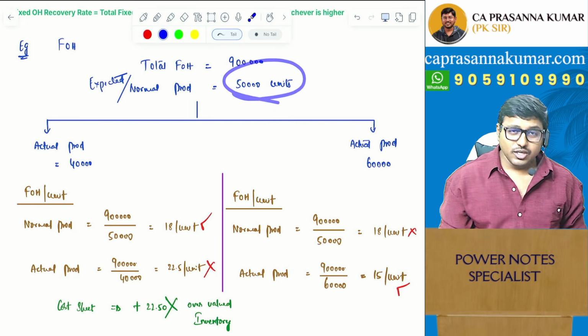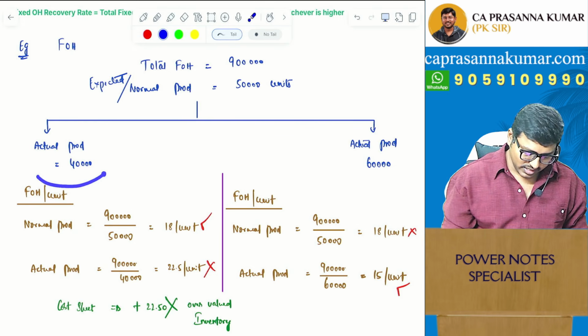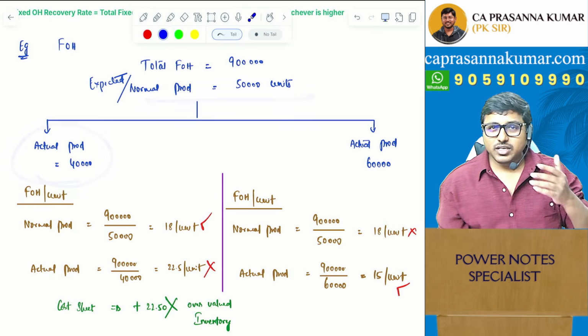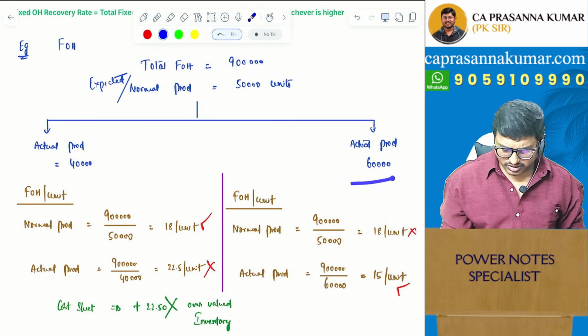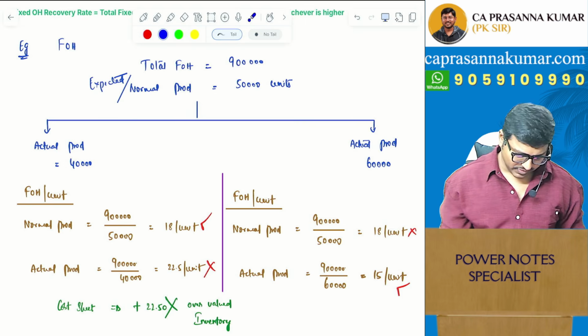Your actual production can be less than normal production, can be equal to normal production, or can be greater than normal production as well. Sir, how is that possible, sir? You'll work overtime, as simple as that.